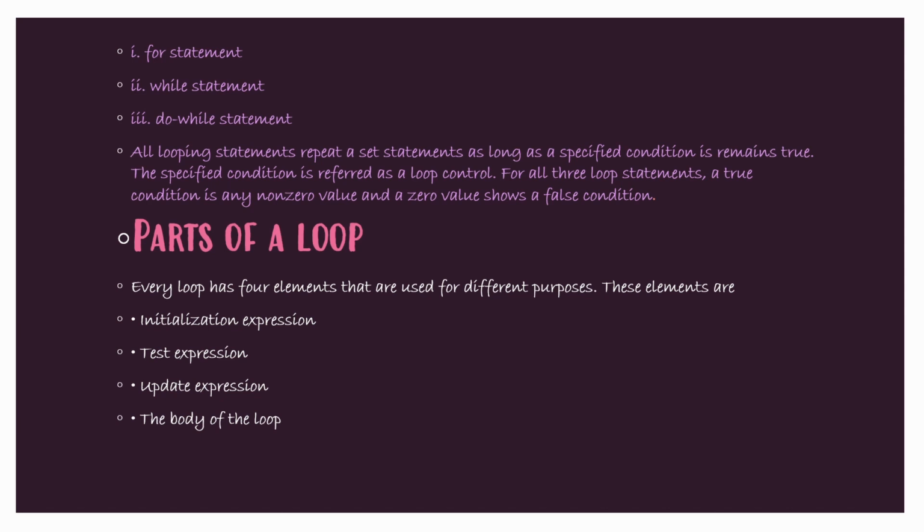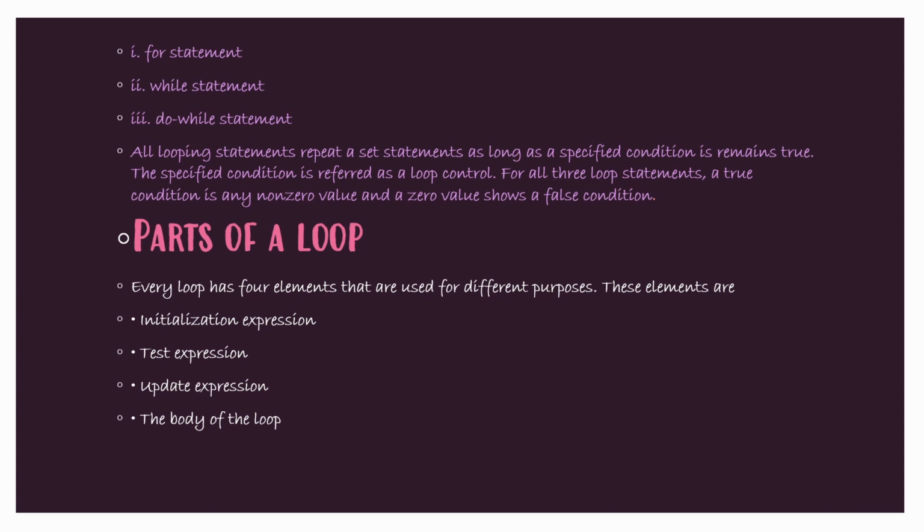All looping statements repeat a set of statements as long as the specified condition is true, as we discussed earlier. So we give a condition, we write a certain set of statements, and until the condition is satisfied, the set of statements will be executed. That is called a loop. There are four parts of a loop: initialization expression, test expression, update expression, and the body of the loop.